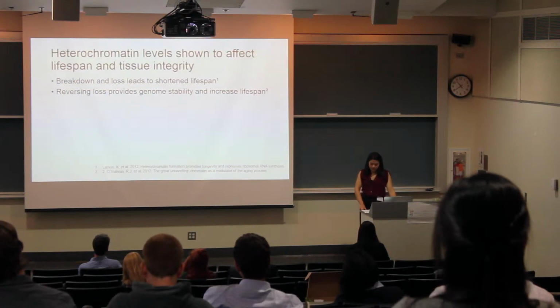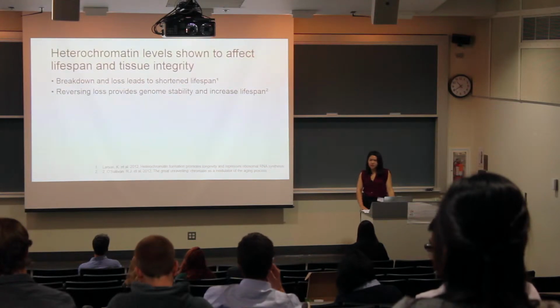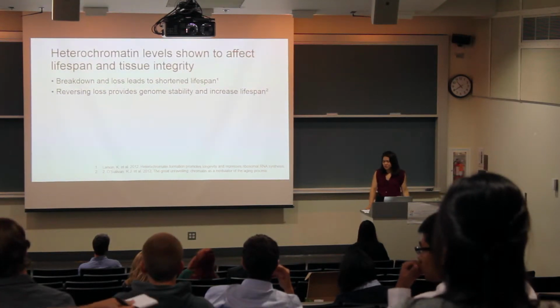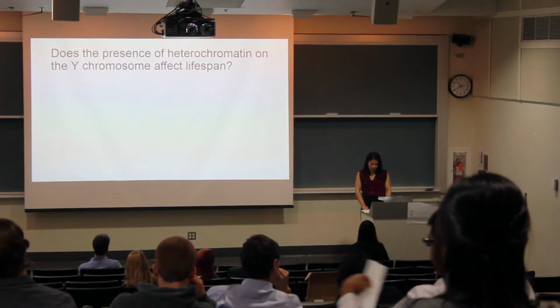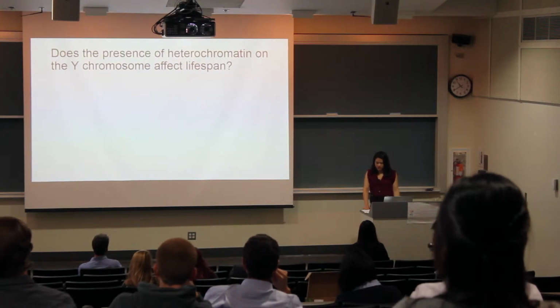Heterochromatin levels have been shown to modulate lifespan and tissue integrity. The breakdown and loss of heterochromatin has been shown to shorten lifespan, and reversing this loss in aged Drosophila fly studies has been shown to provide genome stability and increased lifespan. These observations suggest that heterochromatin integrity plays a role in longevity and tissue integrity.